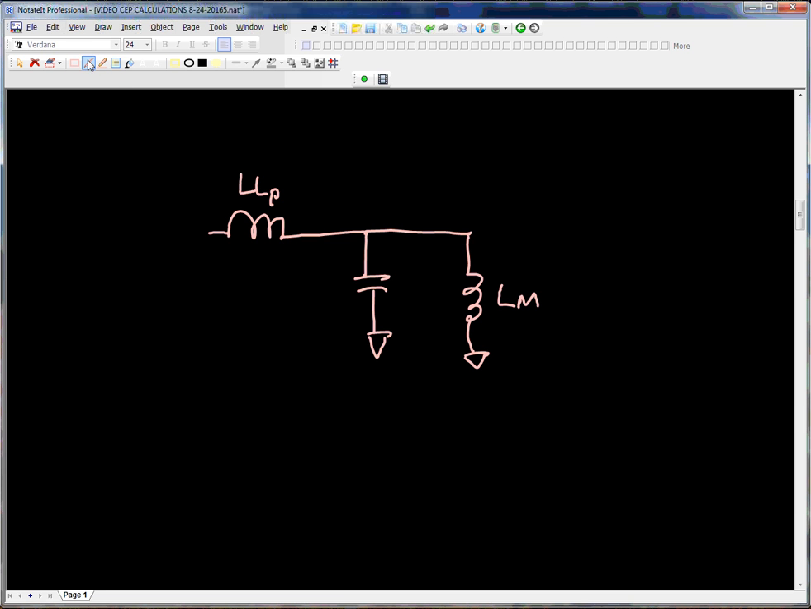Draw another schematic for you. Here it is.